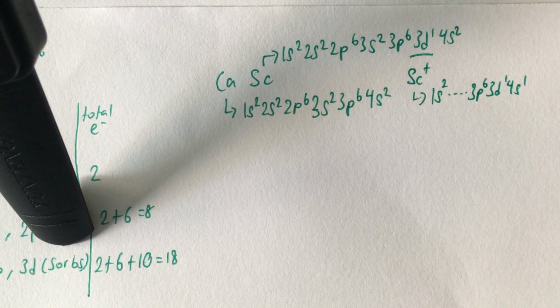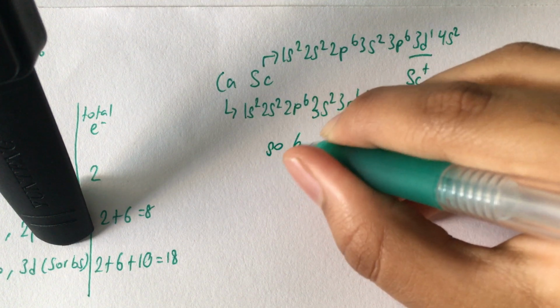But once you get into the d territory, you need to be a bit careful about where you remove the electrons from first. So if you're looking at something within the d block and you're looking at a cation, then you would need to remove the electrons in the 4s orbital first before you touch the 3d orbital electrons. So just remember that.